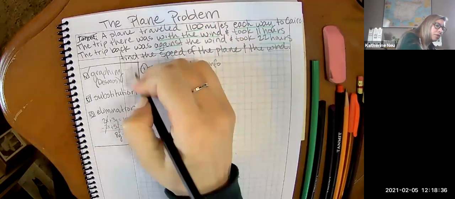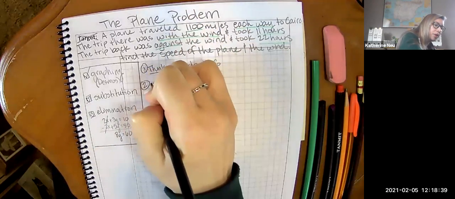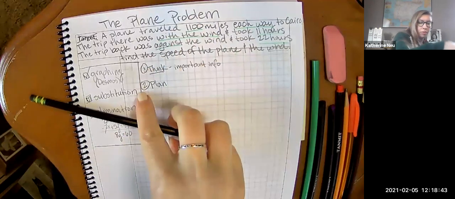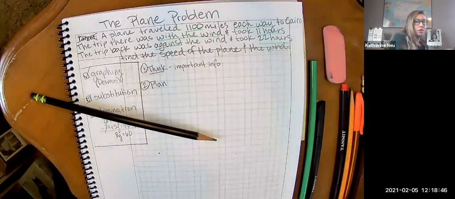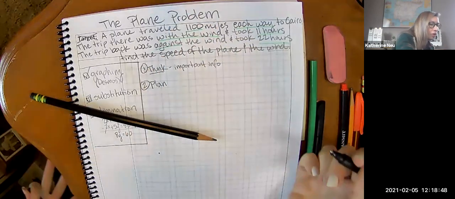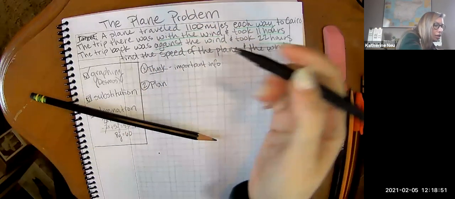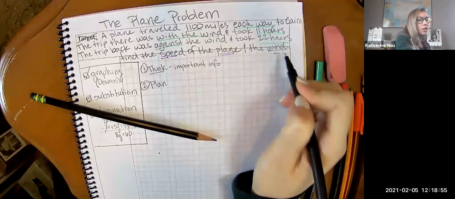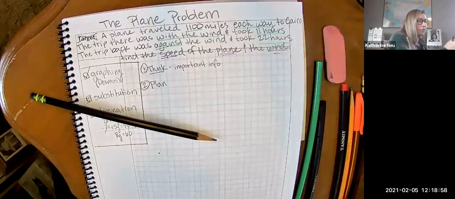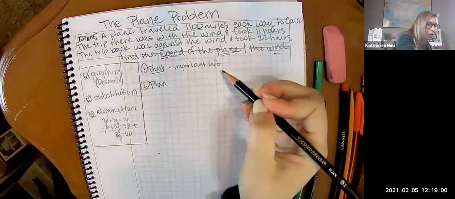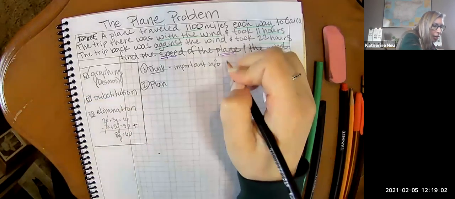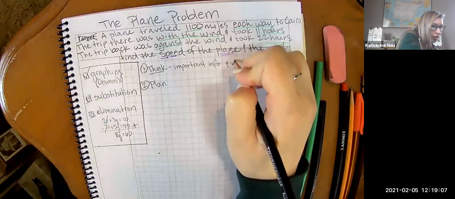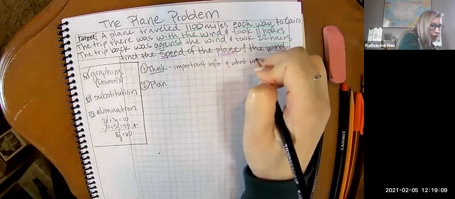So I'm going to make my plan. Oh, and also probably one of the most important things to note is, what are you solving for? They want the speed of the plane and they want the speed of the wind. So we need to know what we're going to find, right? So important information. So step one, find the important information. And what are you solving for? What you're finding.